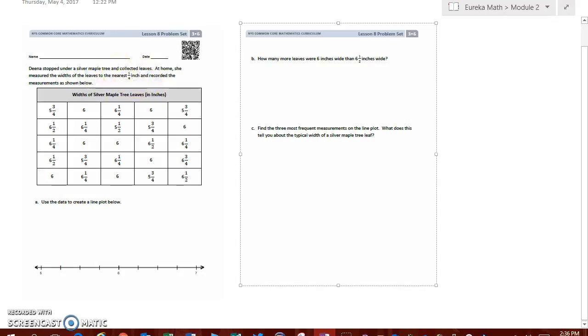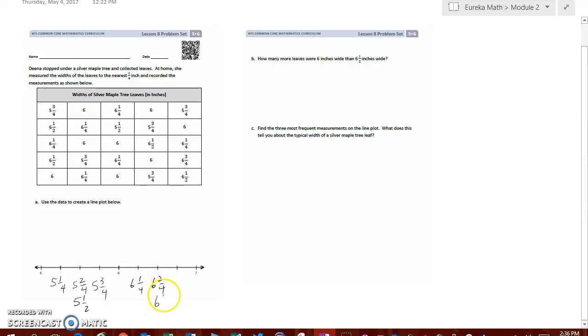So if you look at this, this measurement is going to be 5 and 1/4. This is 5 and 2/4, which is also 5 and 1/2. 5 and 3/4, and then 6. Then we're going to repeat that pattern. 6 and 1/4, 6 and 2/4, or 6 1/2, 6 and 3/4, and 7. Okay, so now we can go through.